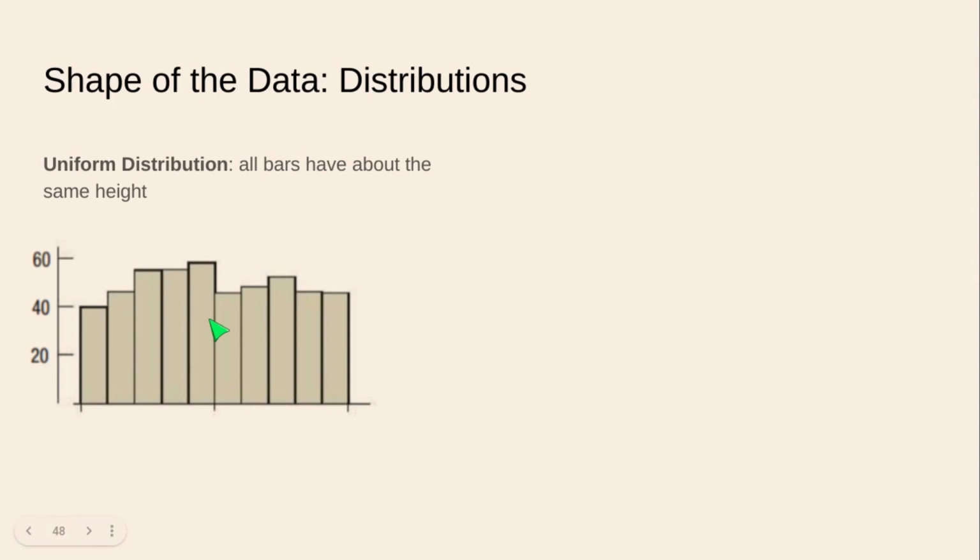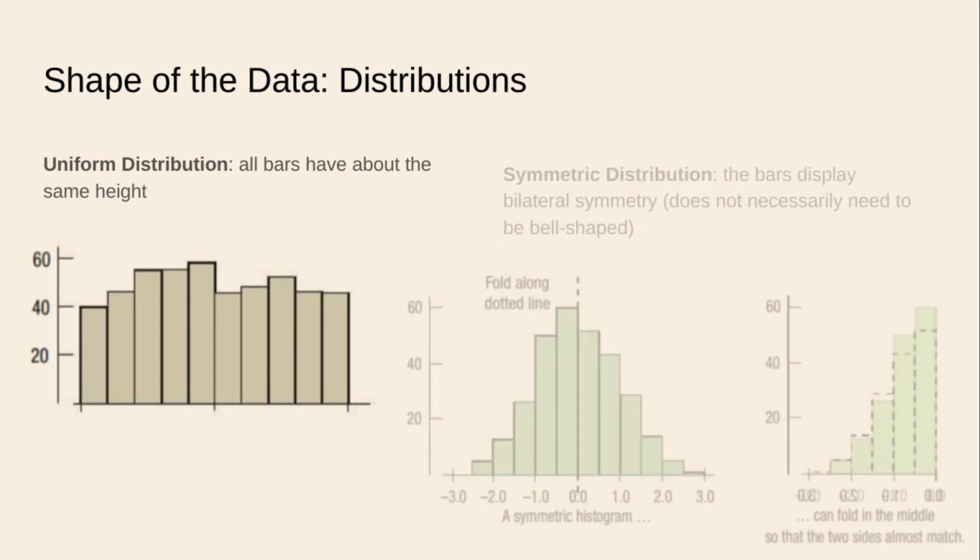Well, is this a mode? Well, it's so close in height to its surroundings that I'd be hard-pressed to call that a mode. Okay, so that is a uniform distribution. All bars have about the same height when displayed in a histogram.